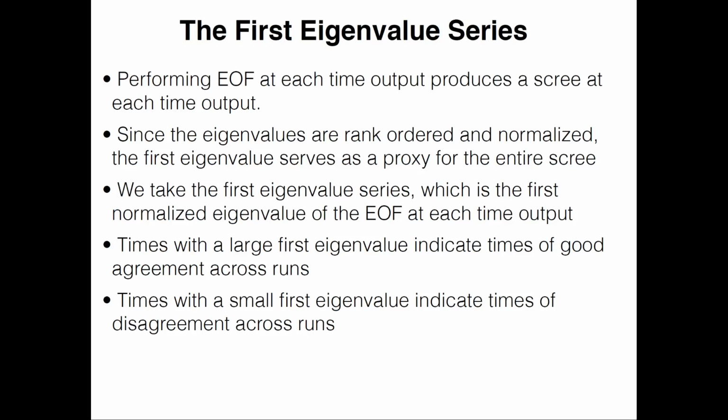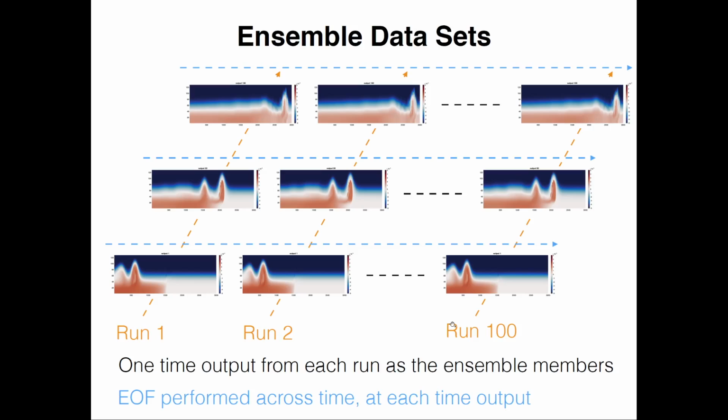And why would we do this? Well, times with a large first eigenvalue indicate times of good agreement across the runs, because if the first eigenvalue, say at output 1, is 90%, it means that 90% of the variance is captured by only one EOF, right? So that means there must be a lot of agreement across the runs. Likewise, if the first eigenvalue was 0.1, then you'd know only about 10% of the variance was captured by a single eigenvector, a single EOF, and so there must be a lot of disagreement across the runs.